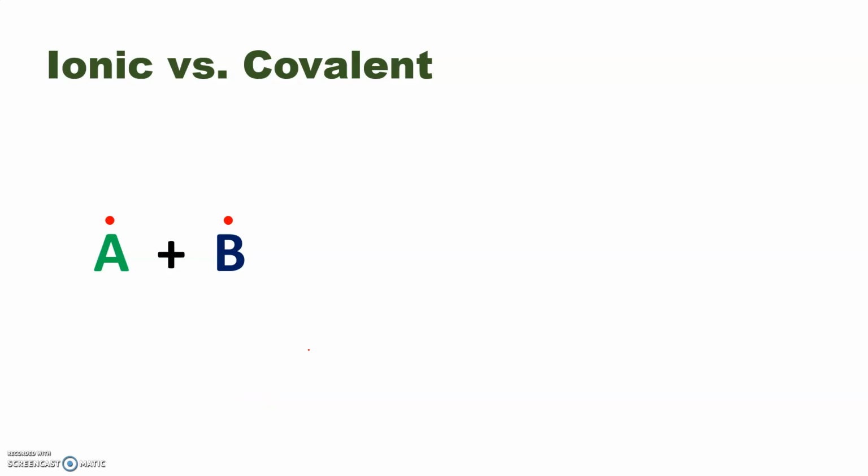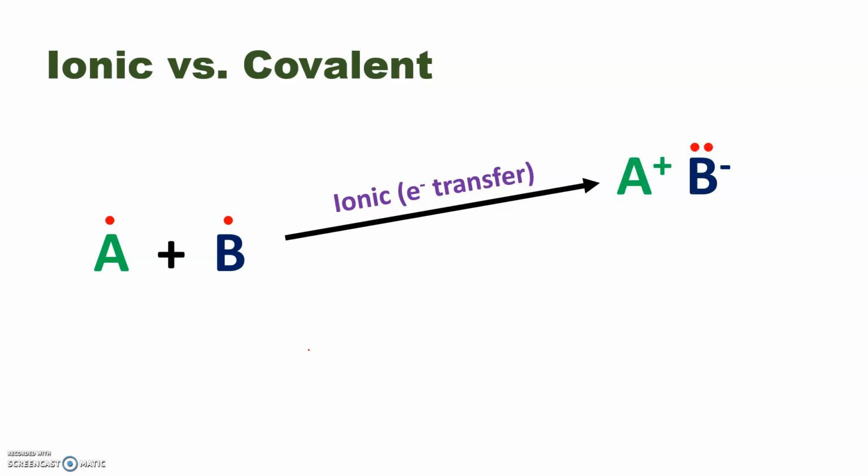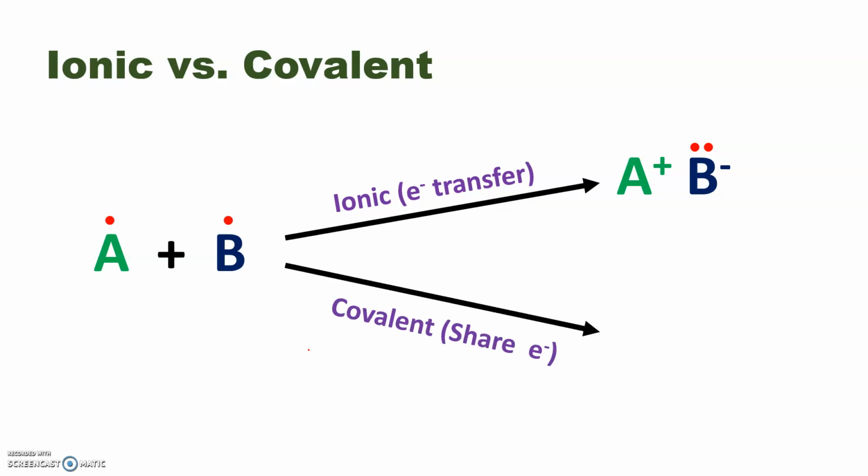So in the last video I told you I'd explain why ionic compounds form sometimes and why covalent compounds form at other times. So we're going to look at this example. We've got A and B. They've each got a red electron. Let's say that's their valence electron. Now, if an ionic bond were to occur, B might steal the electrons and become negative, and that leaves A positive because it lost an electron, or they might decide to share their electrons.